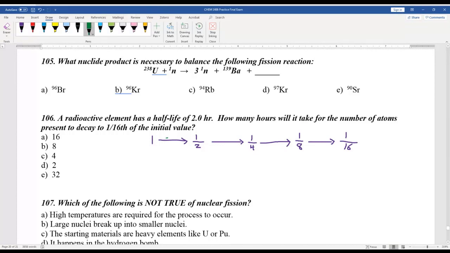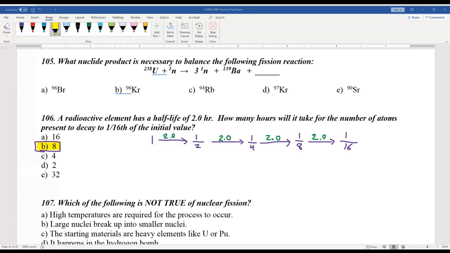And if you remember that each half-life is 2 hours, so here's 2 hours, here's 2 hours, here's 2 hours, here's 2 hours. So if I cycle this through, that's 2 plus 2 plus 2 plus 2, that's 8 hours. So it's going to take 8 hours to decay to 1/16 of the original value. So the answer is going to be B.